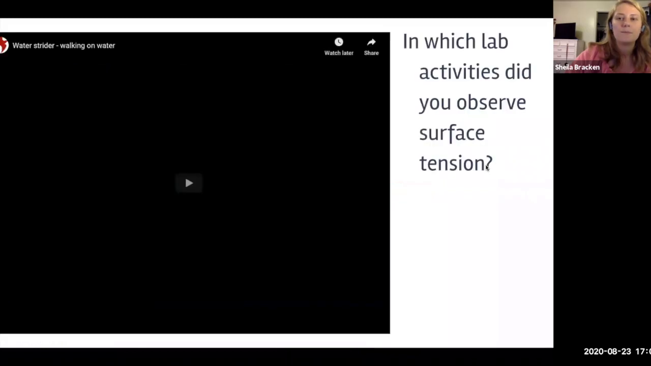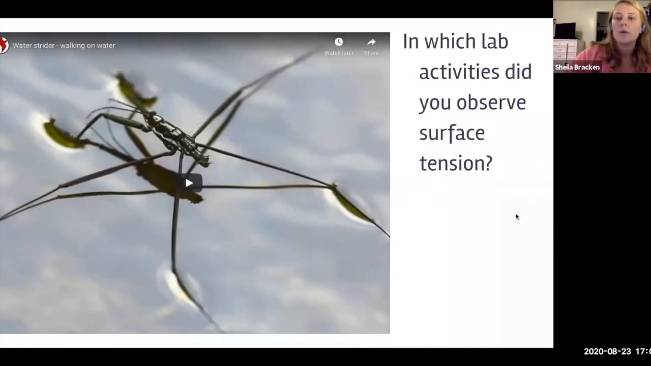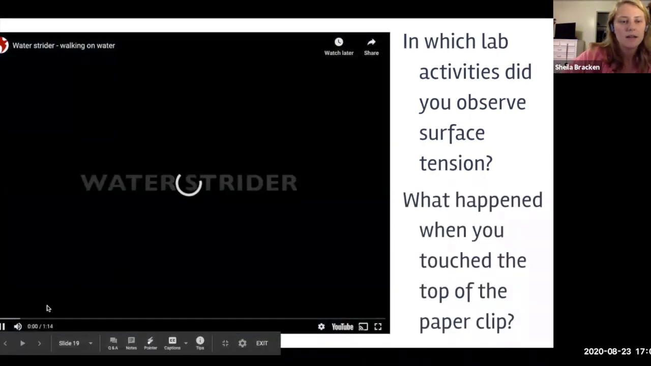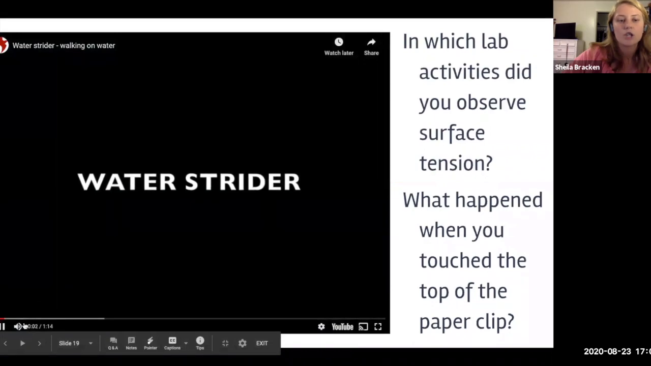So now we're going to talk about surface tension. In which lab activity did you observe surface tension? Probably the biggest, most obvious one would be the paperclip, right? So let's just take a moment and watch this bug. He is called a water strider.